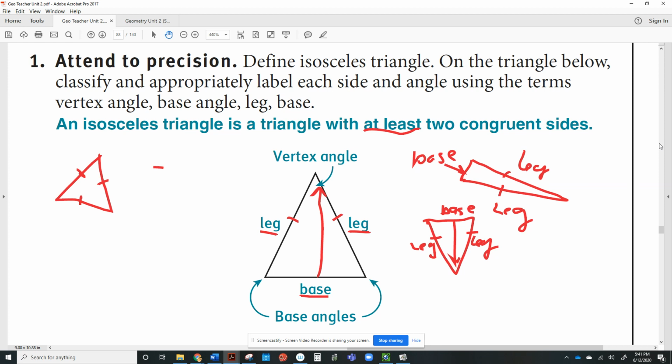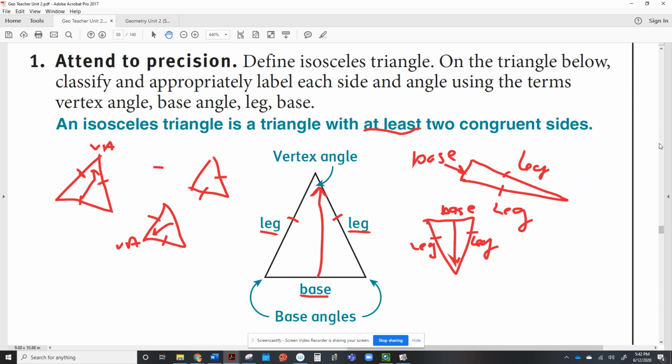Now, in an equilateral triangle, all of this still holds true. The only difference is it does not matter which one of these you call the base because all three sides are the same length. So if you call those two the legs, then that one's going to be the base. If you call these two the legs, then that one's going to be the base. And if you call these two legs, then this one down here would be the base. But still, across from the base would be the vertex angle. The reason it doesn't matter on this one is because all three of those angles measure 60 degrees, so it doesn't matter.